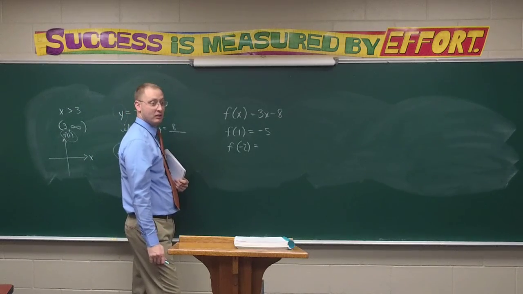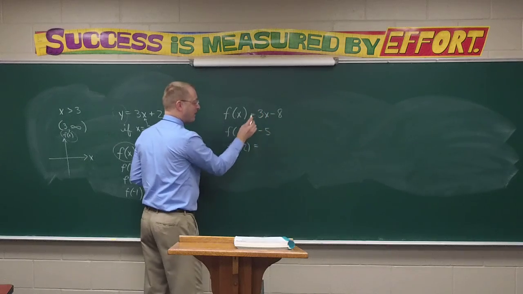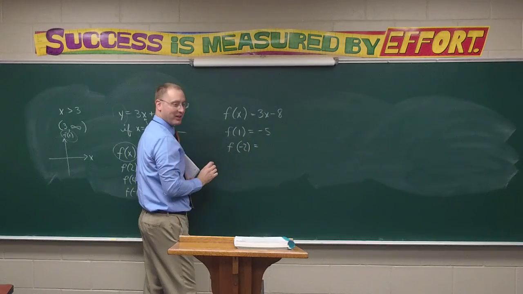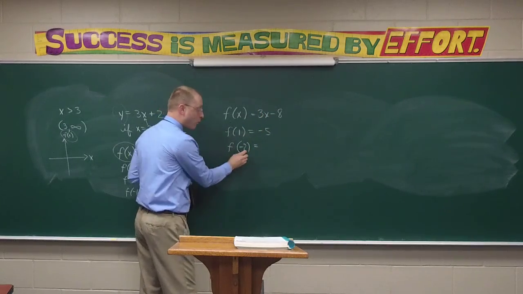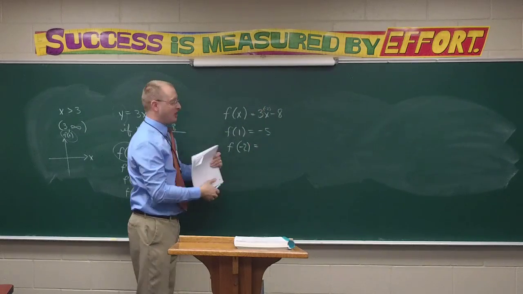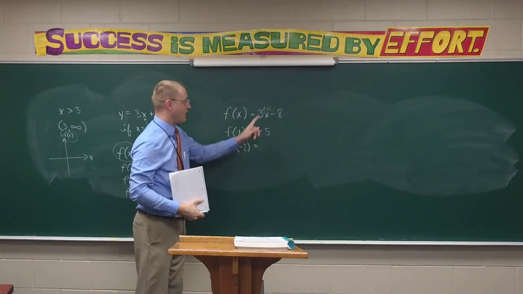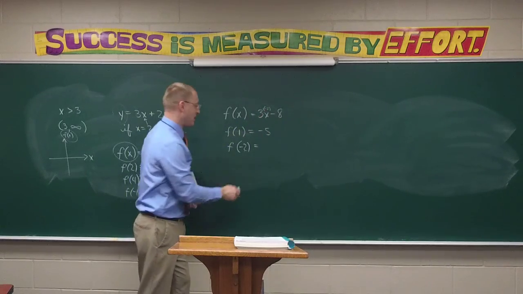I'm going blank. Okay, I forgot how to do math. Where it says x, I plug in whatever I said f of. So I'm going to plug in negative 2 for the x. And then the math tells me to multiply 3 times negative 2, negative 6, and then subtract 8 from that. Negative 14. There we go.